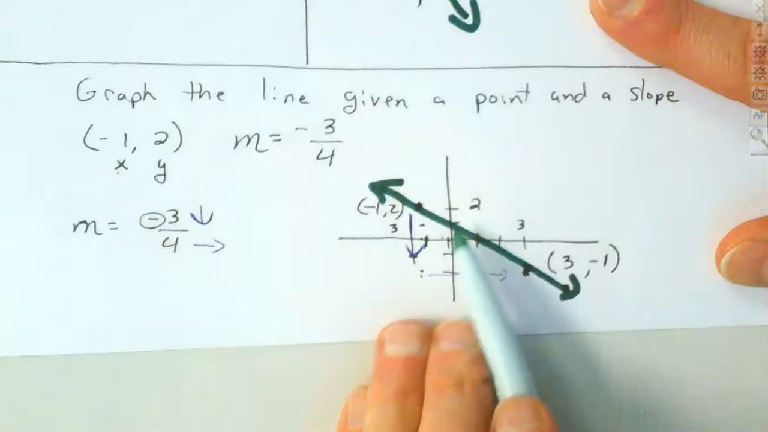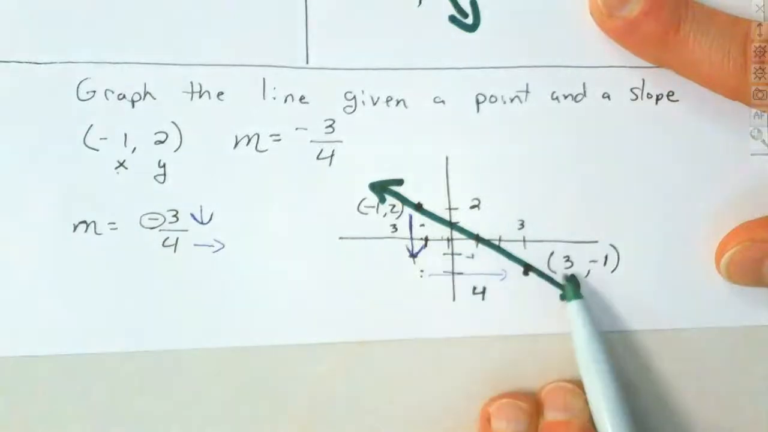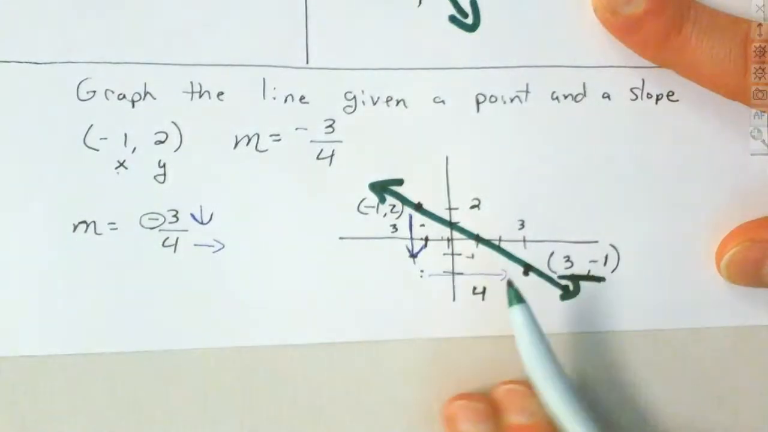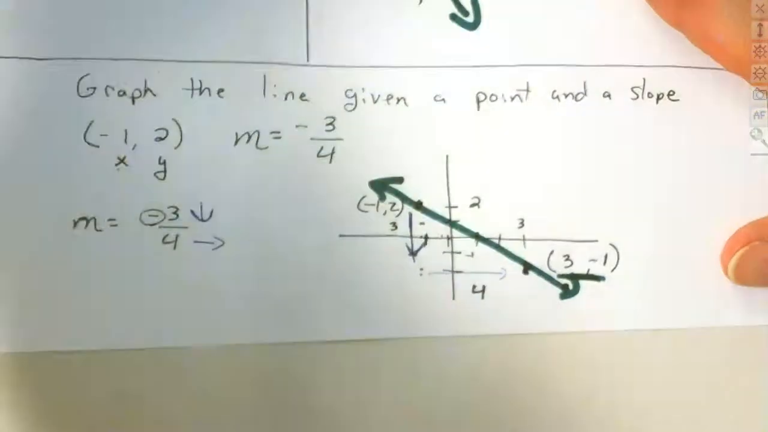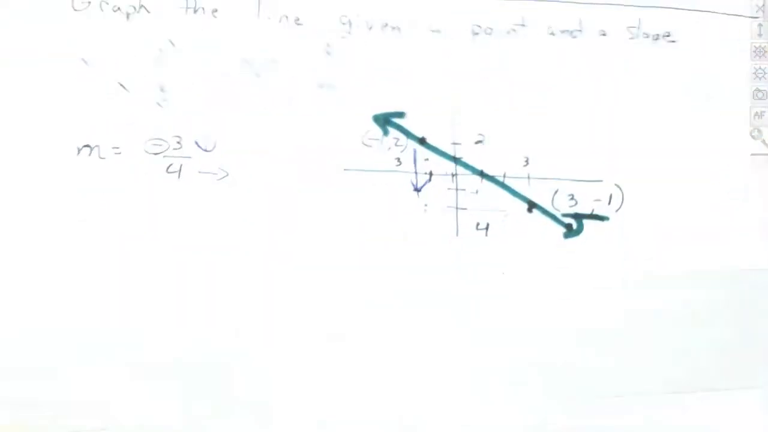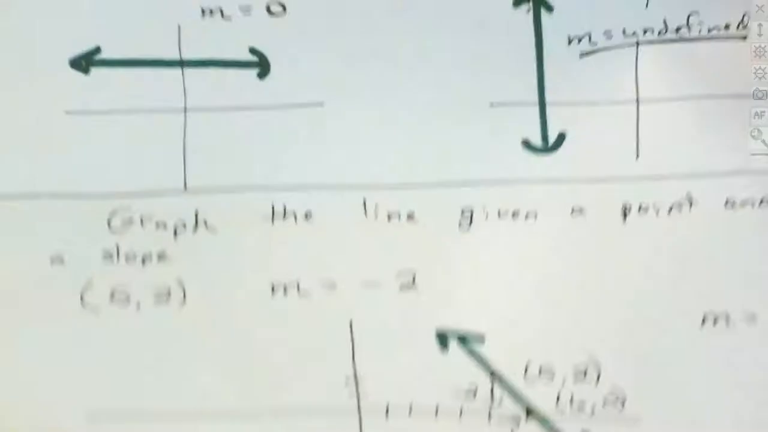But if you can just go down 3 over 4, you don't have to necessarily label the point. I do, but you don't have to. Now let's go back and look at our pictures real quick.